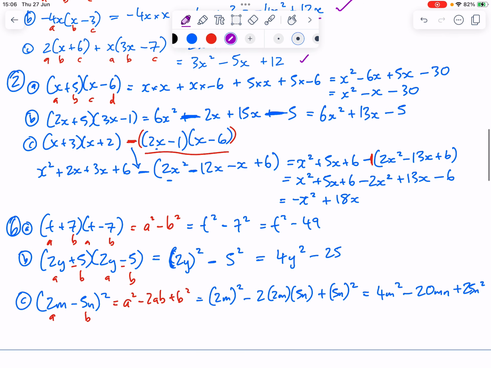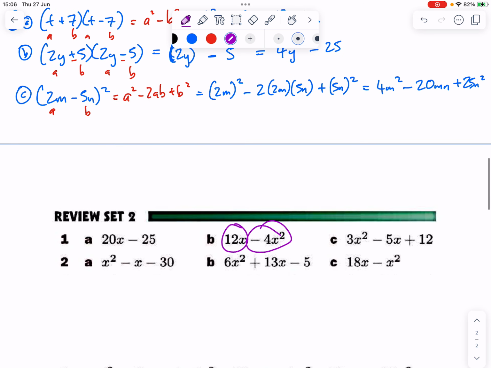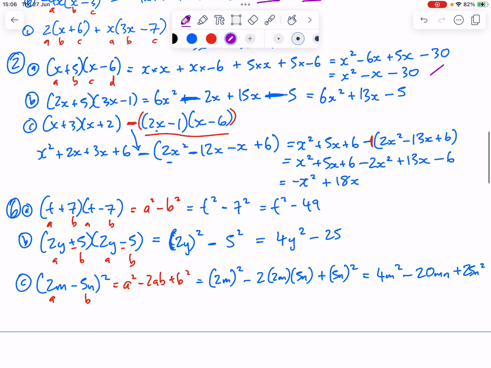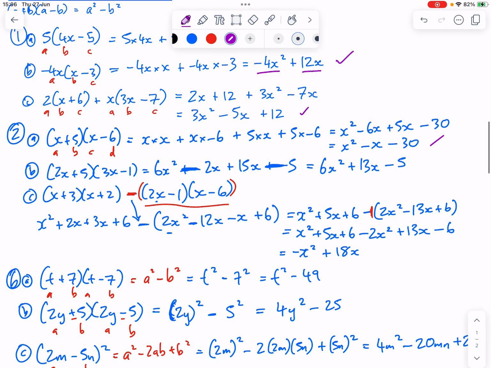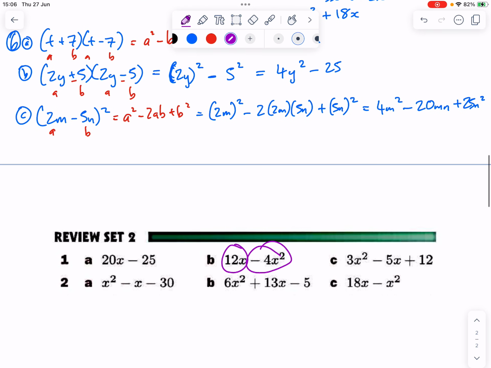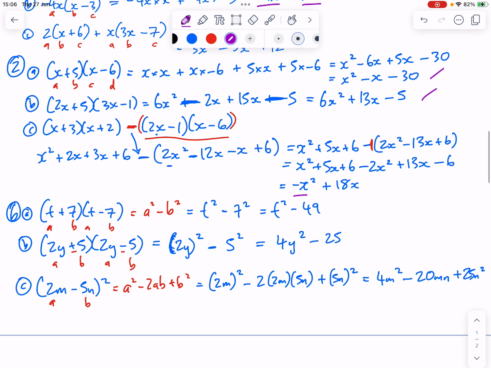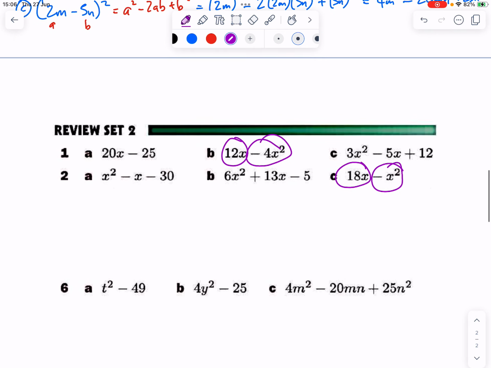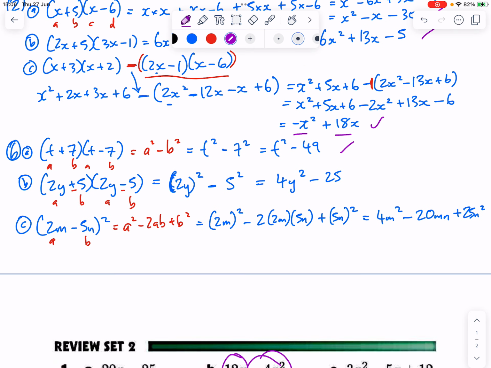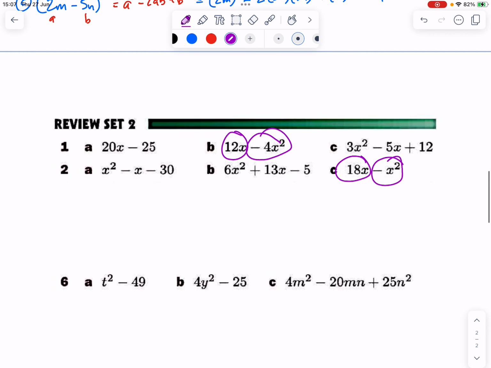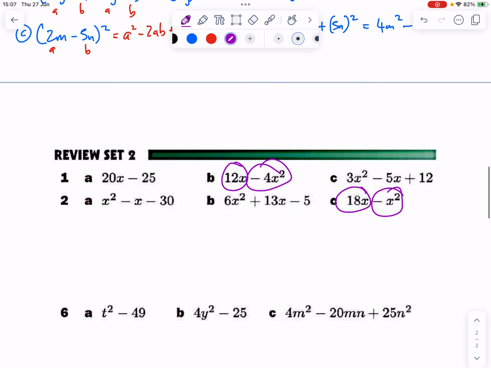X squared take x take 30. 6x squared plus 13x take 5. Negative x squared, positive 18x. Done. 6, t squared take 49. 4y squared take 25. 4m squared take 20mn plus 25n squared.